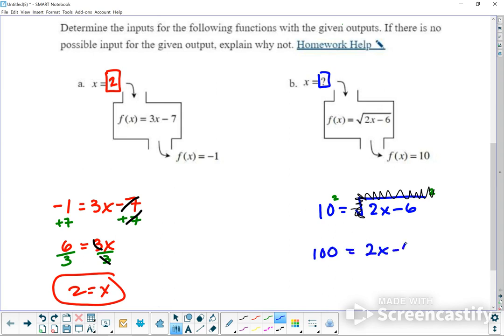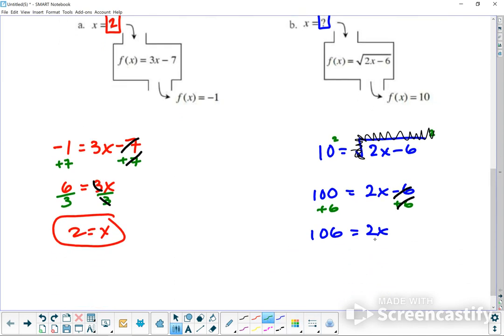It's 2x minus 6. You're going to go ahead and add 6. So you get 100 plus 6 is 106. That's going to equal 2x. And now you're going to go ahead and divide it by 2. Okay, and we'll do more of this later on in the year. Actually, very soon. So we get a total answer of x equals, 106 divided by 2 is 53.